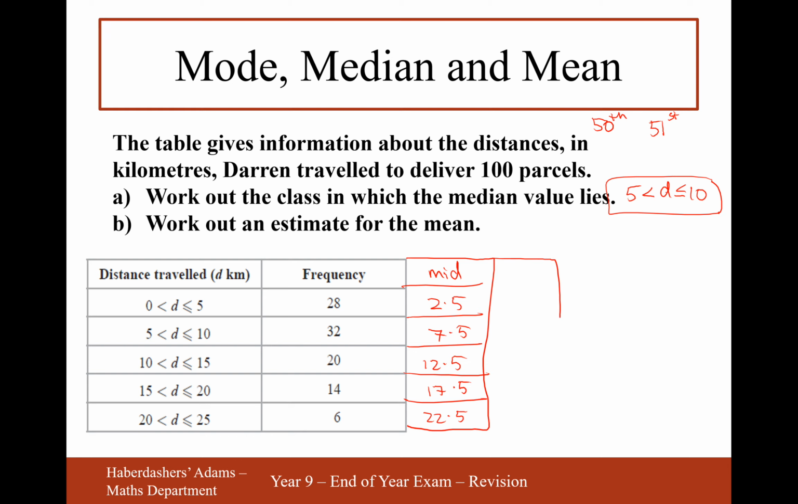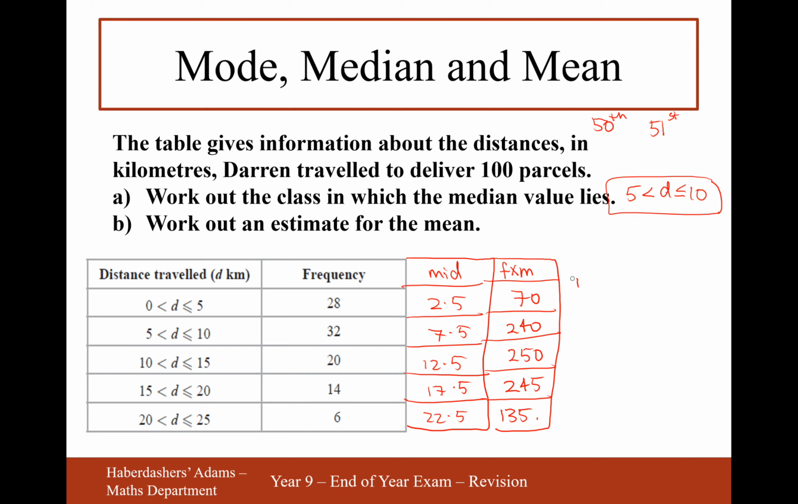Then we multiply the midpoints by the frequency to start adding them up in their groups. So I've got 28 data values at about 2.5, so if I was to add all those up, it will be about 70. So frequency times midpoint, 28 times 2.5 is 70. Then 32 times 7.5, and I get 240. 20 times 12.5 gives me 250. 14 times 17.5 gives me 245. And then 6 times 22.5 gives me 135.